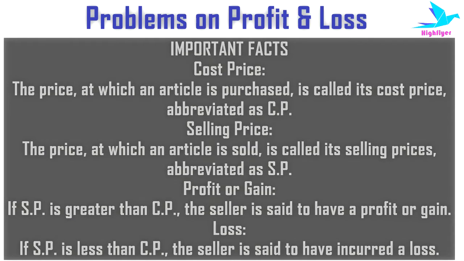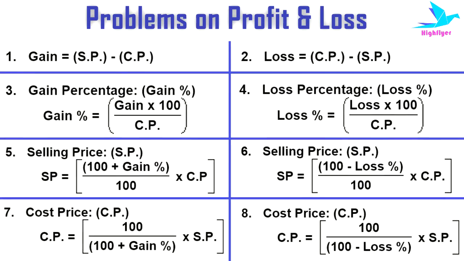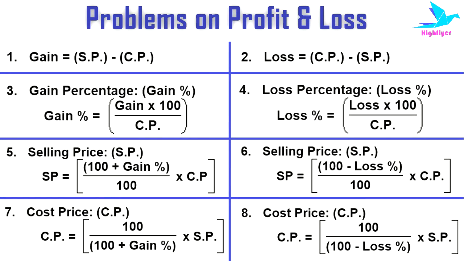Now let's have a quick look at some important formulas. Gain equals selling price minus cost price, loss equals cost price minus selling price, gain percentage equals gain into 100 by cost price, loss percentage equals loss into 100 by cost price, selling price equals (100 plus gain percent) by 100 into cost price. Selling price in case of loss equals (100 minus loss percent) by 100 into cost price.